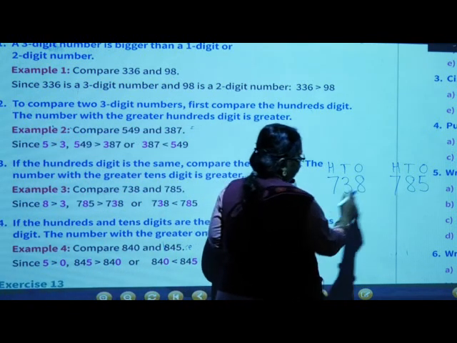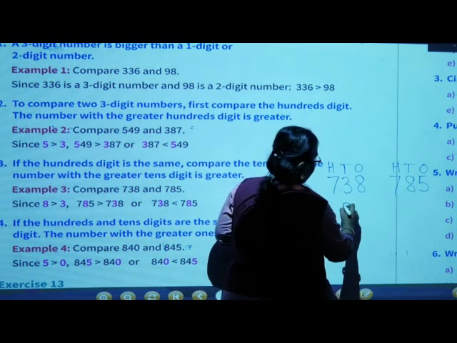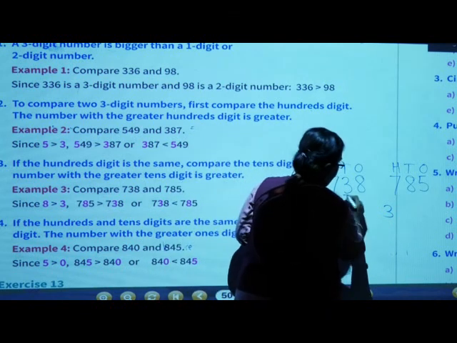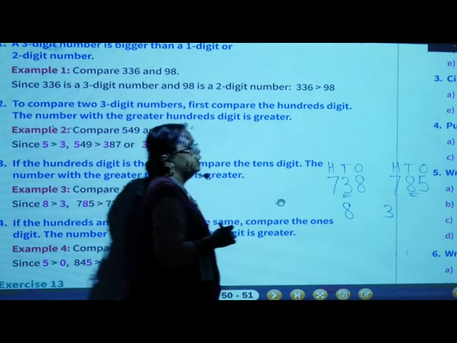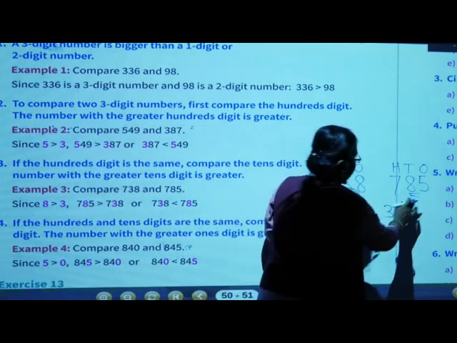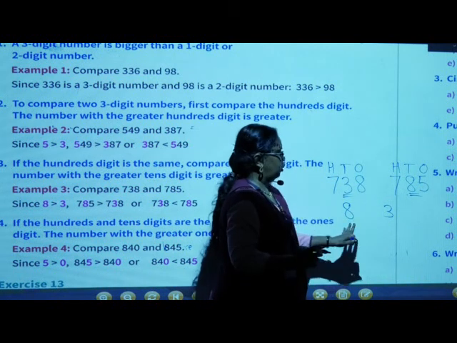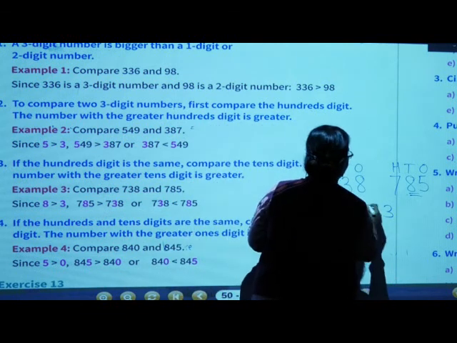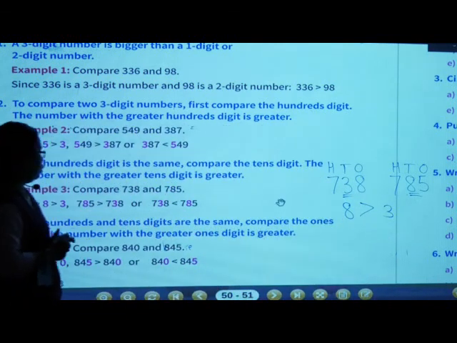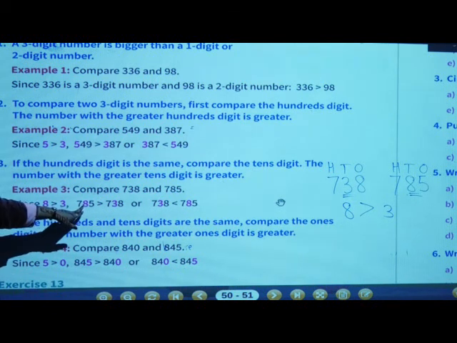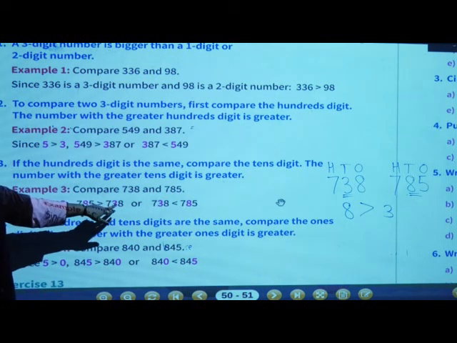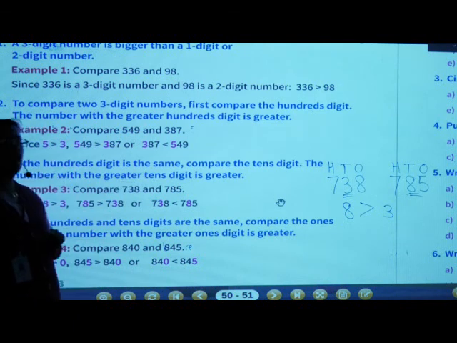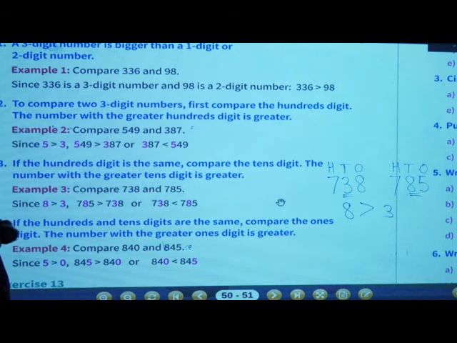Tens is 8 and this tens is 3. We took only the tens here, tens and here tens. Okay, so here 8 tens and 3 tens. So in 8 and 3, which is the greater? Yes, 8 is the greater. So you can see that 785 is greater than 738, or 738 is smaller than 785.